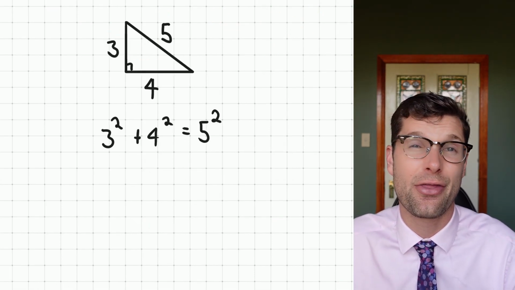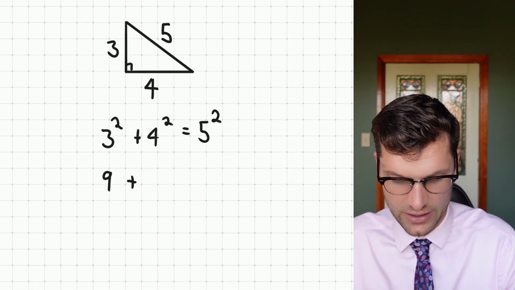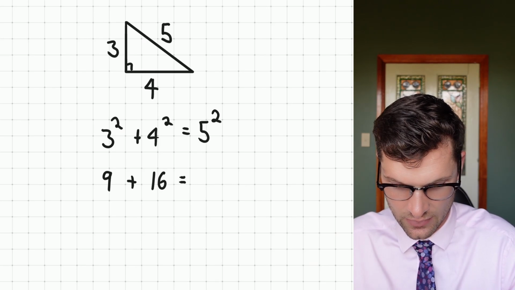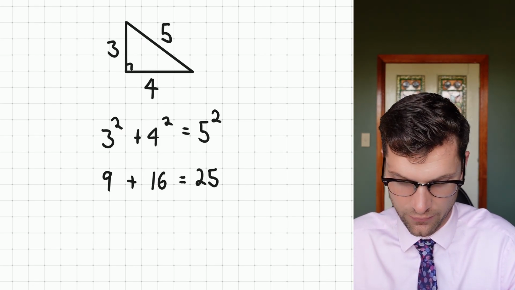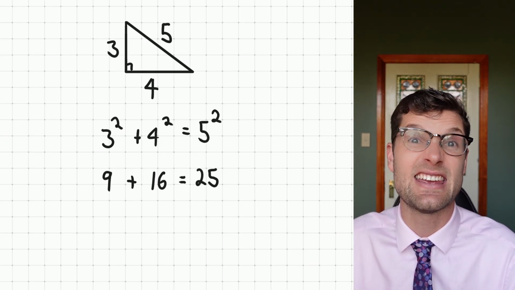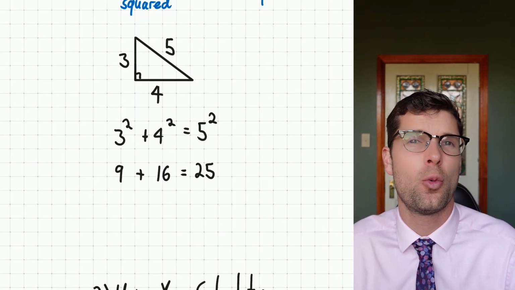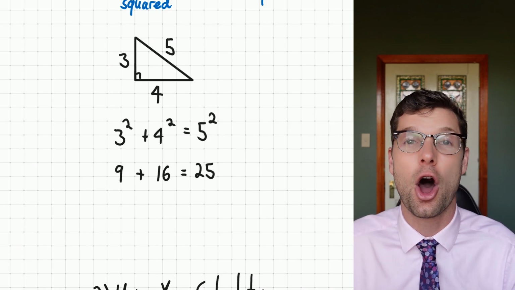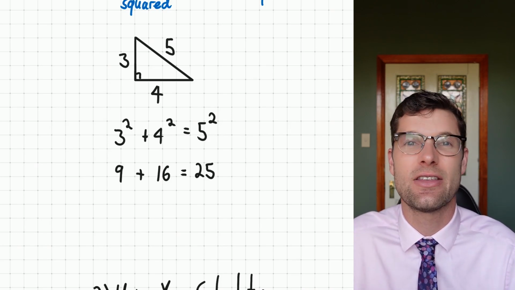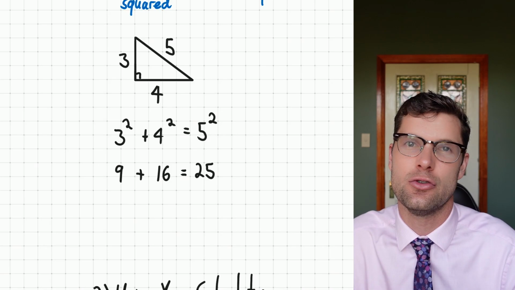If we expand this out, 3 squared is 9, plus 4 squared is 16, is equal to 5 squared, which is 25. 9 plus 16 is 25, so we know that this is true. And because that is true, we know this triangle is a right angle, and it holds up in this case, and we're going to see that it holds up in every single case that you come across.